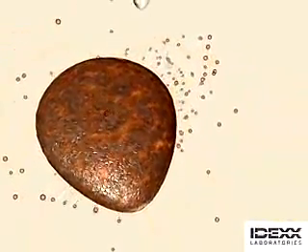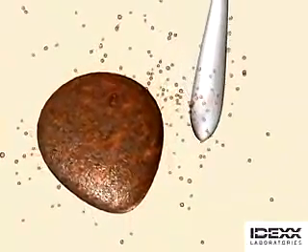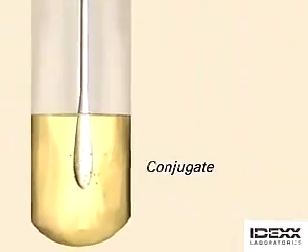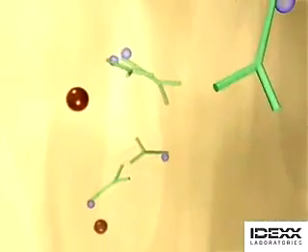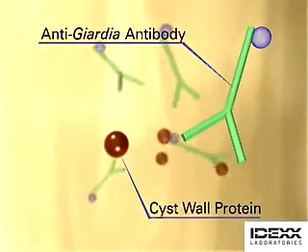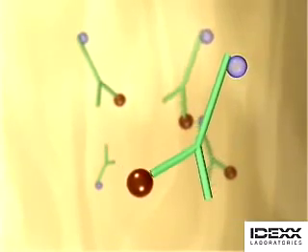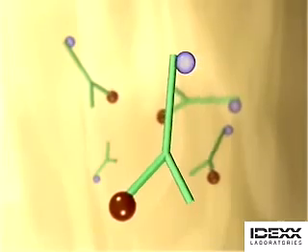Let's look at how the new IDEXX test detects Giardia. The user swabs the fecal sample with a convenient swab, and the swab sample is then mixed with a conjugate. The conjugate contains anti-Giardia antibodies that have a specific affinity for the CWP and therefore bind any CWP present. These antibodies are also tagged with a molecule, represented here in blue, that will assist in antigen detection later in the process.